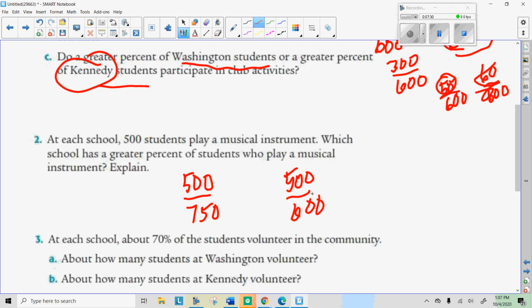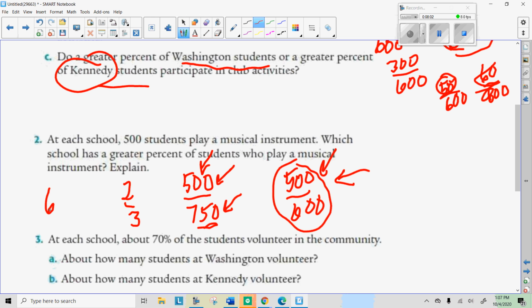Now, since this is a greater number but the top number is the same, we can tell that this ratio is a bigger ratio. 500 out of 600 is definitely greater than 500 out of 750. So this one will turn into a greater percent. Now, if you want to estimate, remember I talked about fractions, there's two 250s in here and three 250s in there. So this simplifies to 2/3. And you should get used to the idea that 1/3 is 33, 2/3 is about 66%.